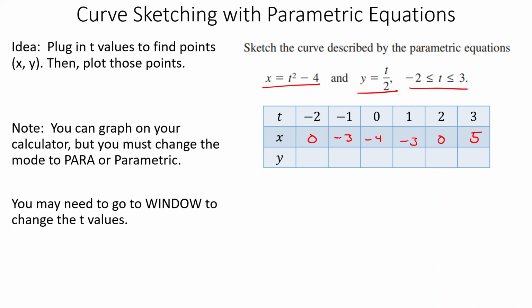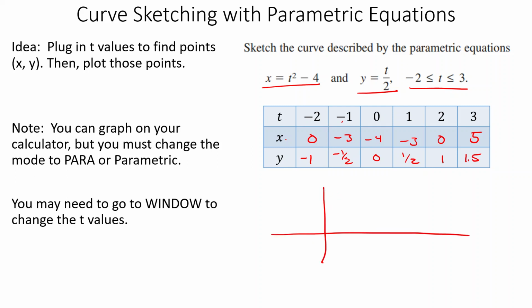And then we plug into y, and we get -2 over 2, which is -1. -1 we plug in, we get -1/2. 0 we plug in and get 0. 1 we plug in and we get +1/2. 2 we plug in, we get 1. 3 we plug in, we get 3/2, or 1.5, and so on. All right, so you could graph that just by plotting points.